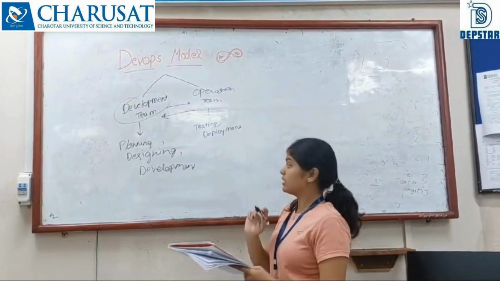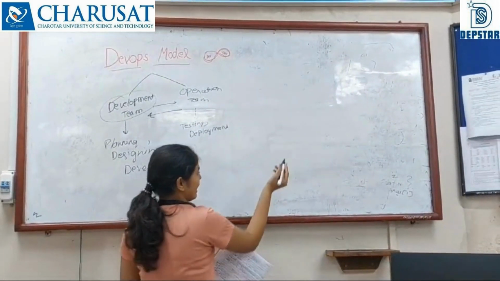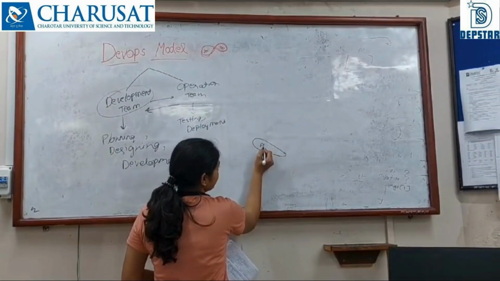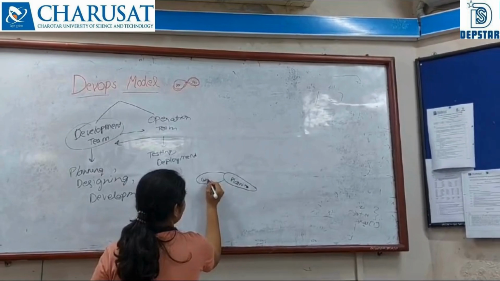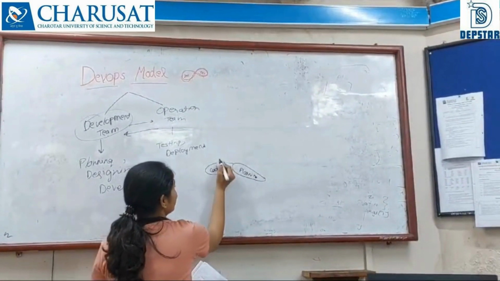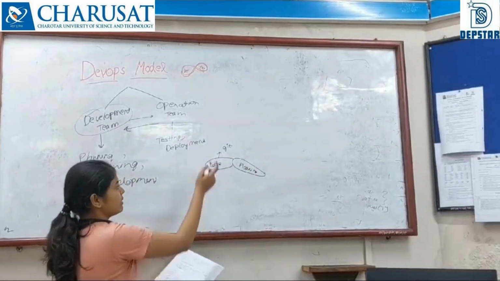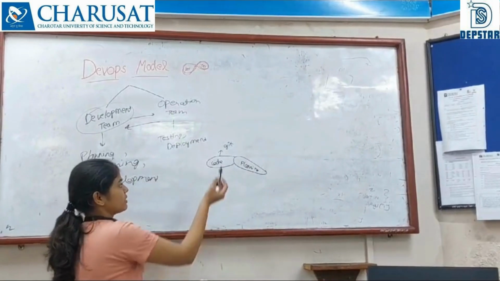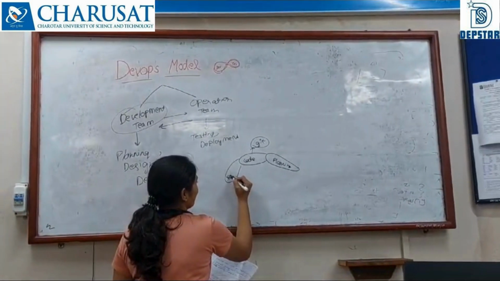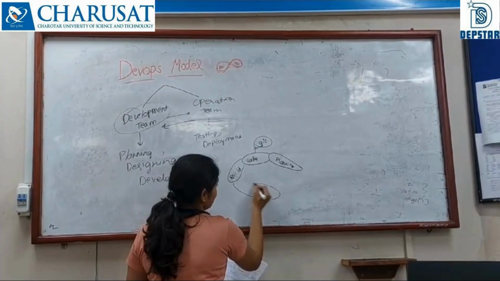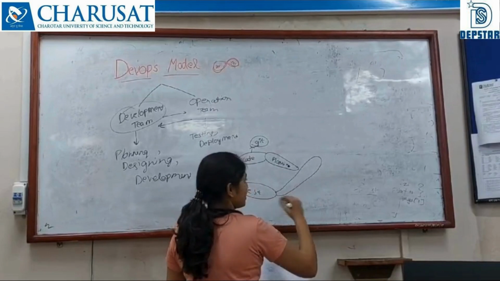So let me explain with a diagram how it works. First of all, the requirements are gathered, planning is done, and then coding is done. The code which is required to make the software is written. It basically uses the tool Git. It's not Git only, there are many other tools that they can use, but most of the time Git is used. And then they build the software, and then they test it, and after testing it is given to the operation team.